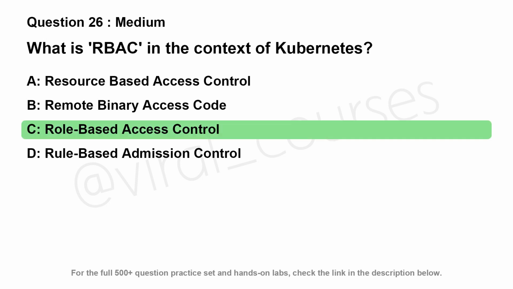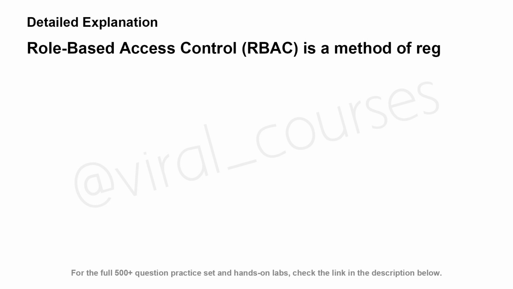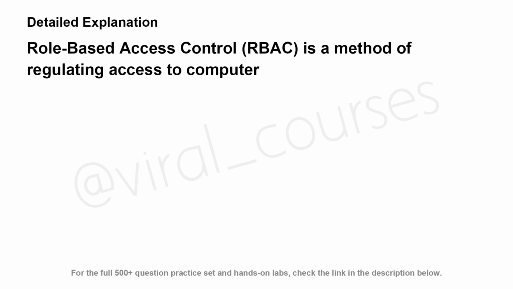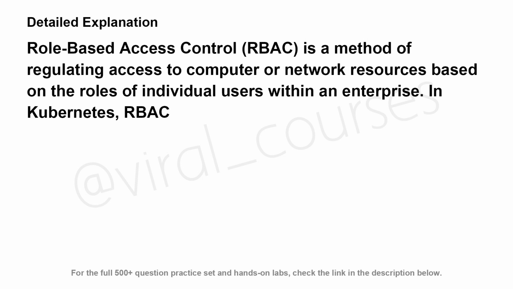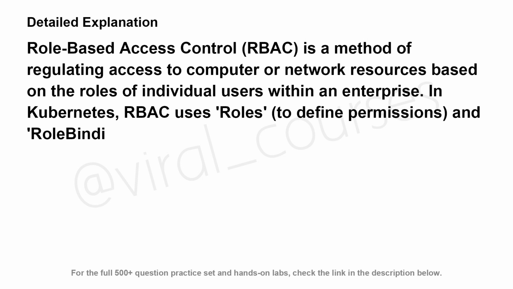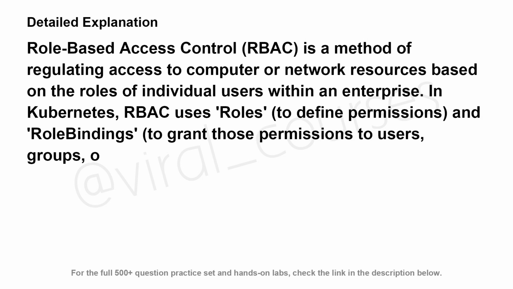The correct answer is C. Role-based access control. RBAC is a method of regulating access to computer or network resources based on the roles of individual users within an enterprise. In Kubernetes, RBAC uses roles to define permissions and role bindings to grant those permissions to users, groups, or service accounts.